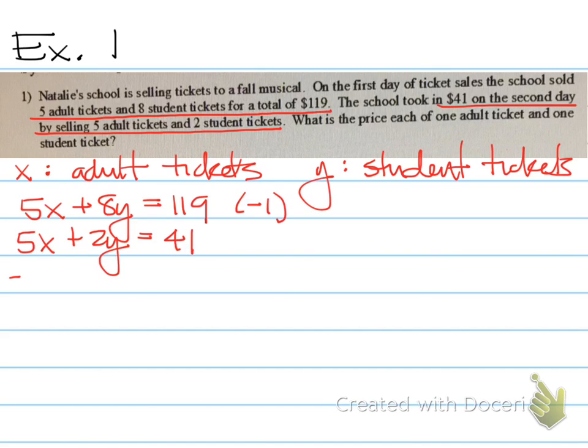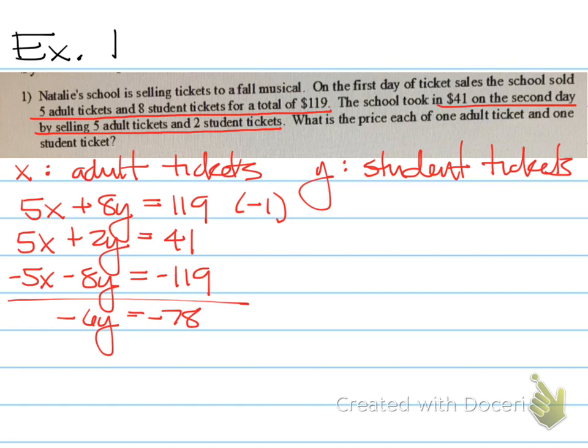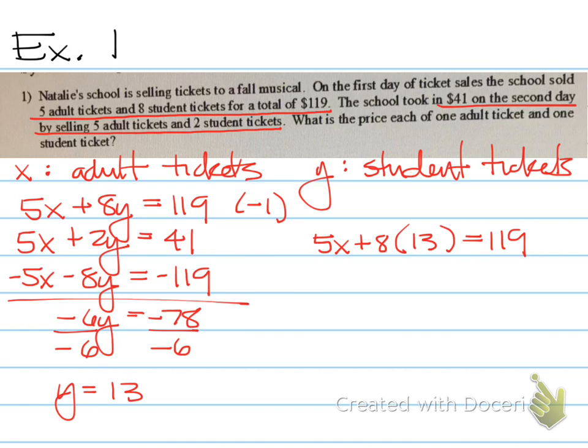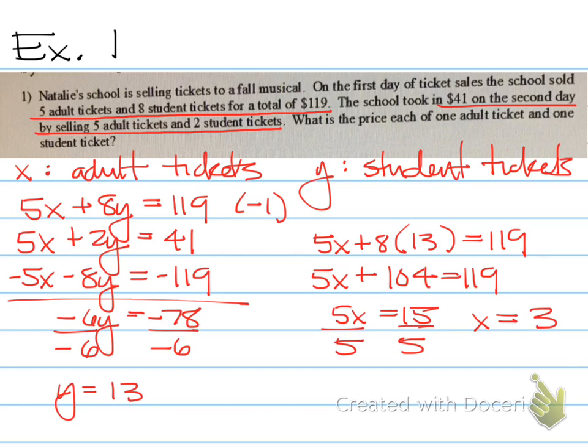I'm going to multiply the top equation by -1. That'll give me the same coefficient in front of the x's, 1 positive, 1 negative. Add them up. Get -6y equals -78. Divide by -6, and we get y equals 13. Plug that into either equation. I'm going to plug it into the top equation. 8 times 13 is 104. I'm going to subtract 104 from both sides, and then divide by 5, and I get x equals 3. So X was the number of adult tickets, so there are 3 adult tickets. Y is the number of student tickets, so there are 13 student tickets.